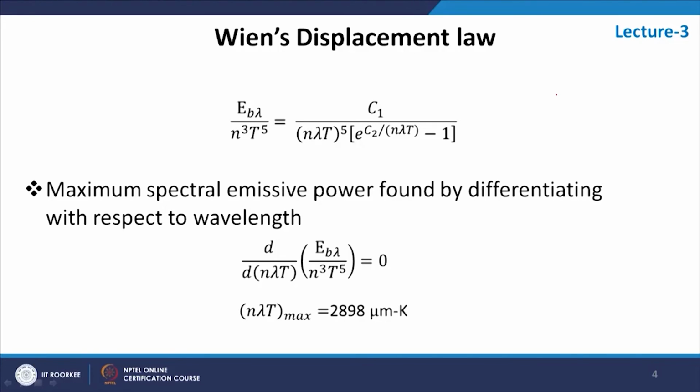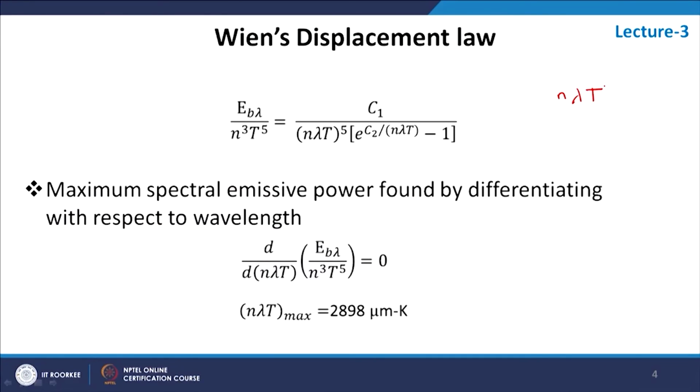Now, let us go to the first fundamental law of radiation, that is Wien's displacement law. In our previous lecture we developed the relation for black body emissive power in a parameterized form. The parameter was nλT. As a function of nλT we discussed Planck's black body emissive power, E_bλ, which gives you the total amount of energy emitted by a black body at a given wavelength. C1 and C2 are the first radiation constant and second radiation constant.